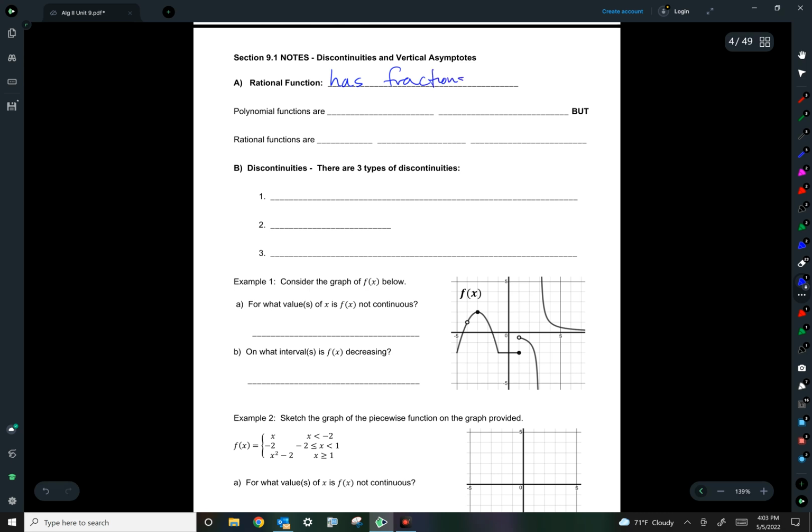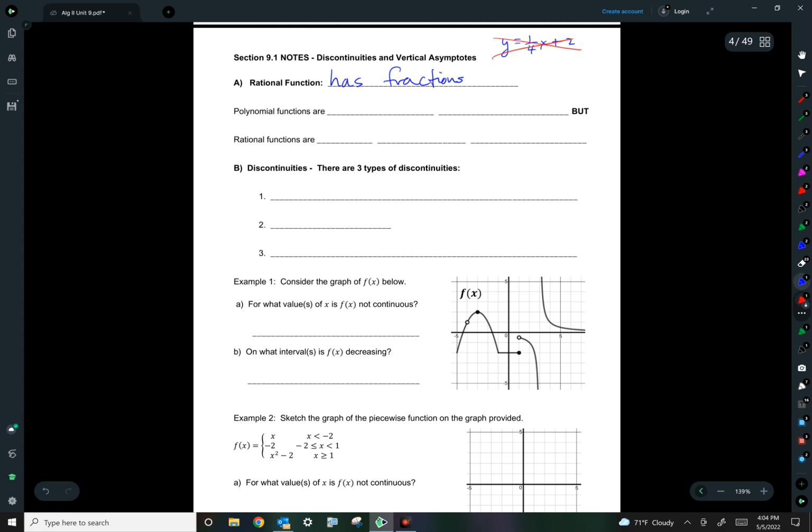Now, when we say it has fractions, we don't just mean like 1/2 or 1/4, because you might have the equation y equals 1/4 x plus 2. That function has fractions, but that's not a rational function. In fact, isn't that a linear equation? Because it looks like an mx plus b. So when we say fractions, that's not what we're talking about.